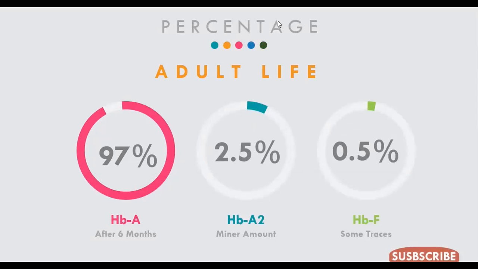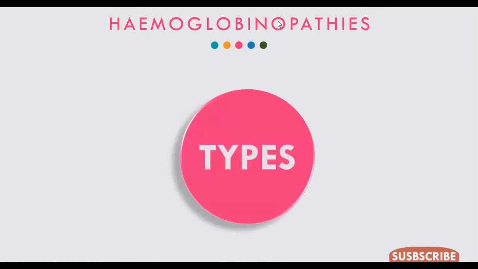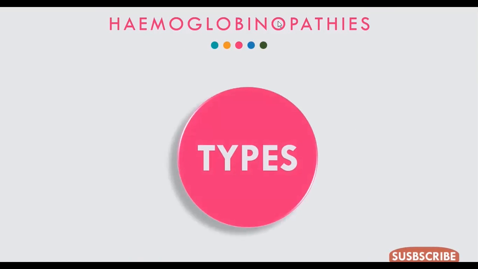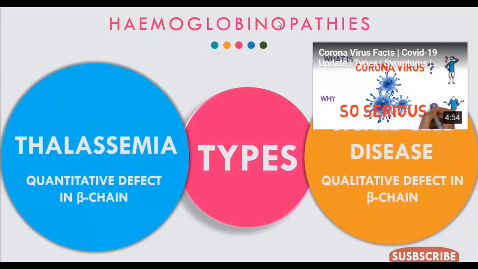Let us discuss the hemoglobinopathies. Hemoglobinopathies mean destruction of RBCs due to a problem with the hemoglobin. There are two main types of hemoglobinopathies. Thalassemia, which is a quantitative defect in the beta chain, and sickle cell anemia, which is a qualitative defect in the beta chain.